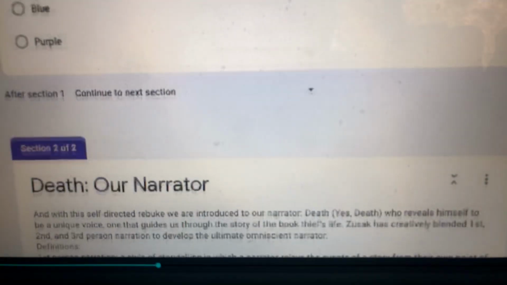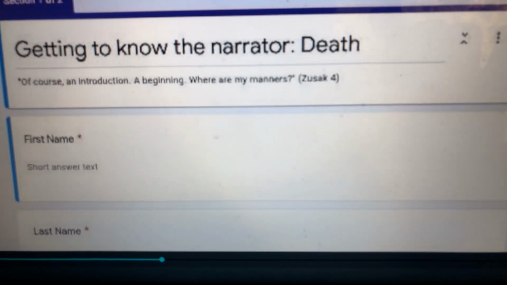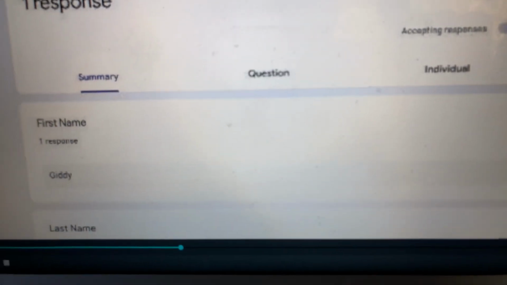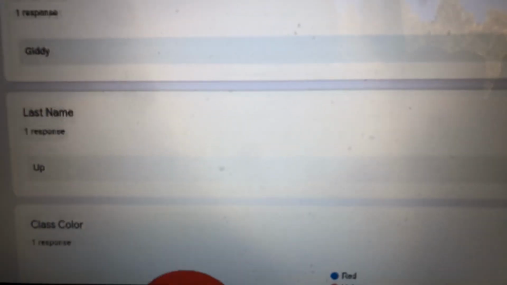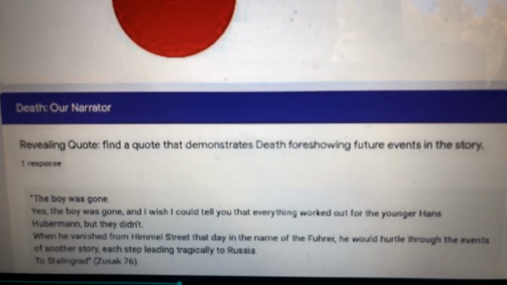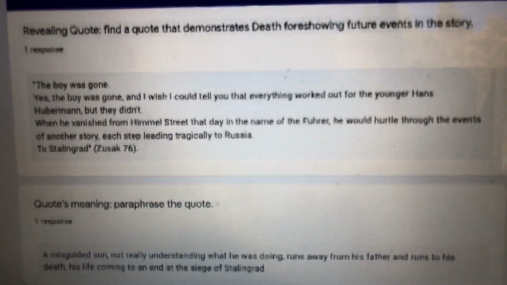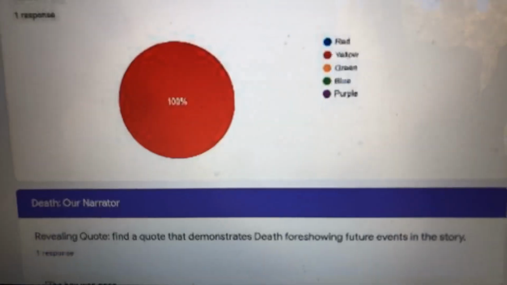Okay, so wait a second. I think, yes, there is a response. So let's look this over. The response is by a student by the name of Giddy Up. Can't recall him. Oh no, I remember Giddy Up. He's that really good-looking guy that looks a lot like Mr. Morgan. That's right. Revealing quote.